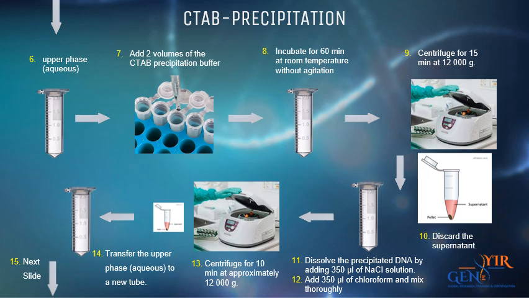CTAB precipitation is not necessary for all matrices, only for protein and polysaccharide-rich matrices. Alternatively, a solid phase purification of the DNA, for example by the use of spin columns, is possible, assuming the results are equivalent.